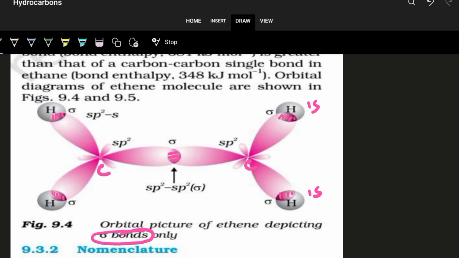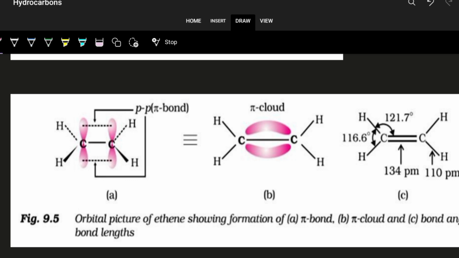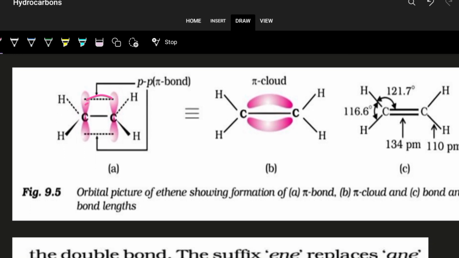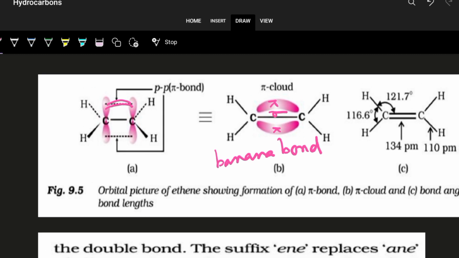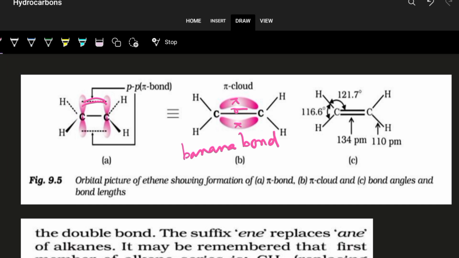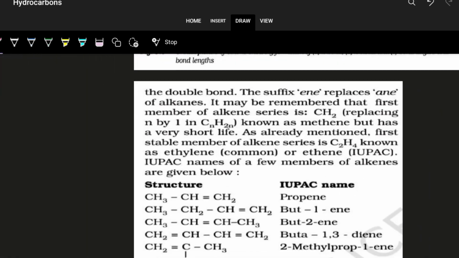What about the pi bond? The pi bond is actually undergoing lateral overlap. So this is the pi bond, the lateral overlap that you are seeing. And if this is the sigma plane, the pi bond is above and below the plane, looks like a banana, and so it is known as a banana bond. The pi cloud is symmetrically arranged above and below the sigma plane. Now this C double bond C bond length is 134 picometer. It's of a double bond, CC double bond.